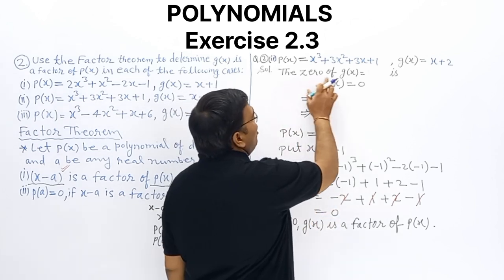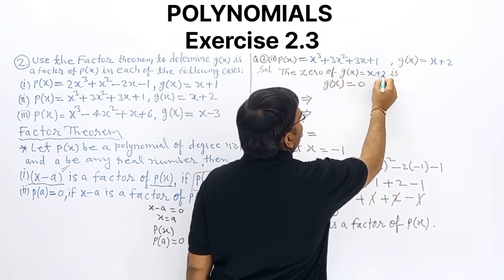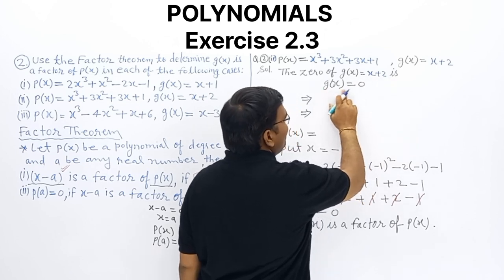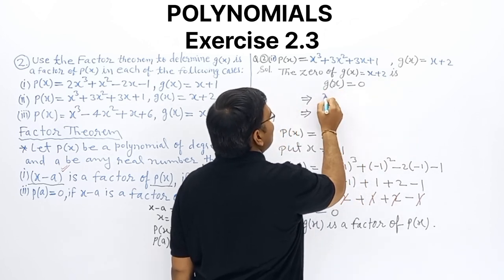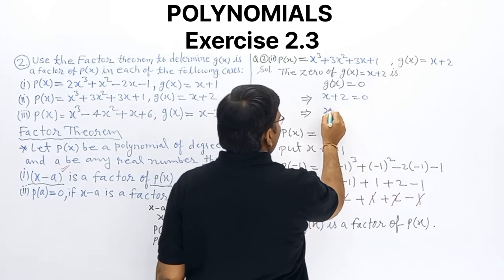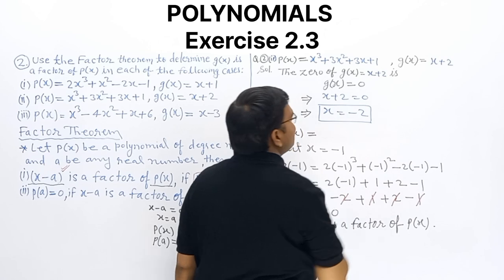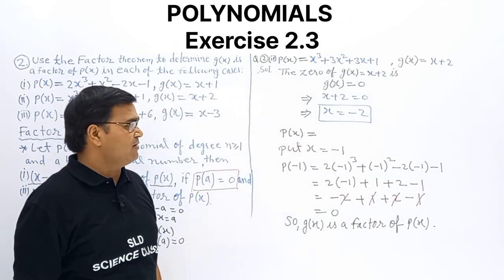Okay. The 0 of g of x. First we will find its 0. Then we will put g of x equal to 0. G of x is what? X plus 2 equal to 0. Clear? Then x equal to what? Minus 2. Now this is the 0 of the given factor.